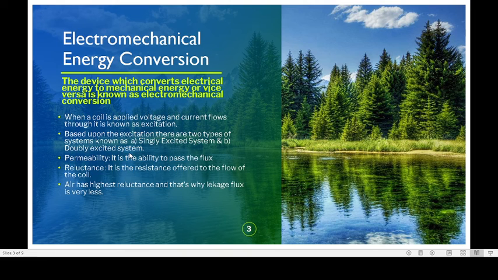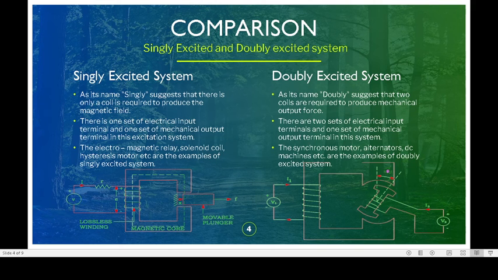Basic definitions related to these DC machines are like permeability, which is the ability to pass the flux. Reluctance is the resistance offered to the flow of flux. Generally, air has the highest reluctance. That's why the leakage flux is much less and it provides a very high amount of efficiency.